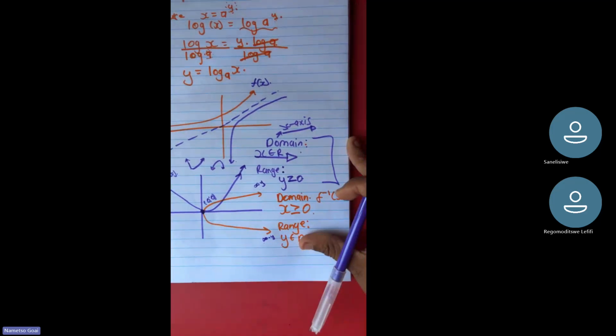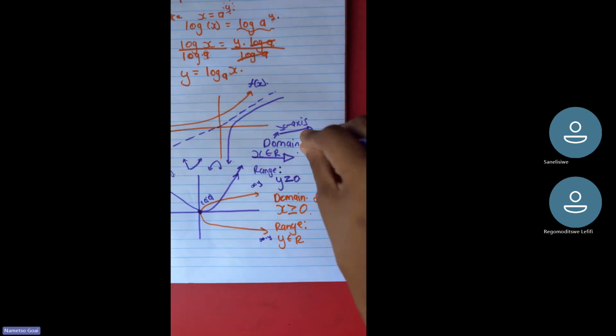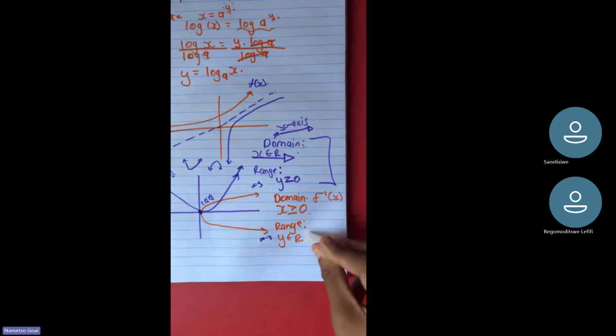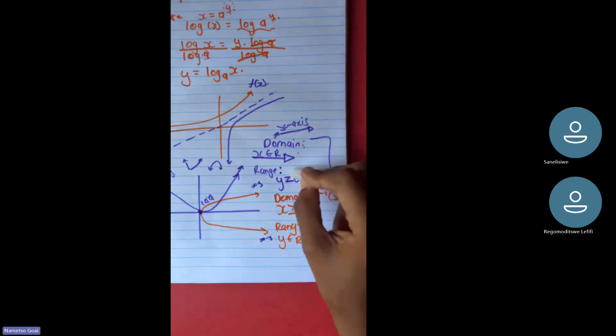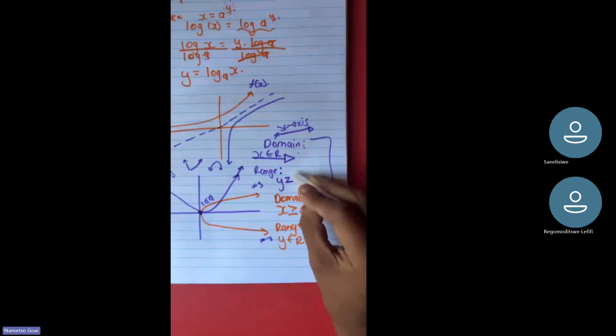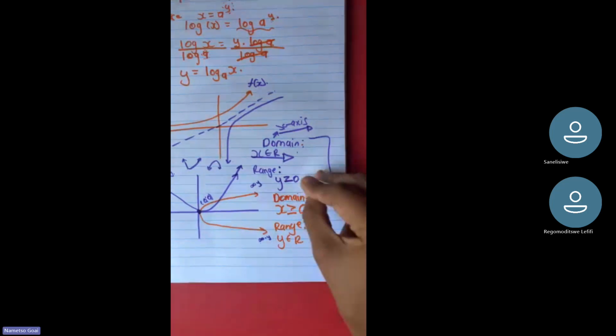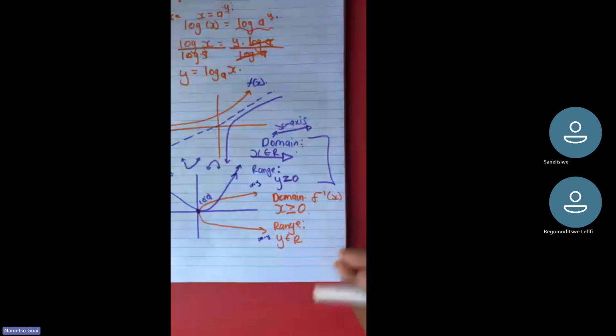But I just wanted to indicate that the domain of the original is the range of the inverse, and the range of the original will be the domain. So they basically swap positions around. Do you guys get that?